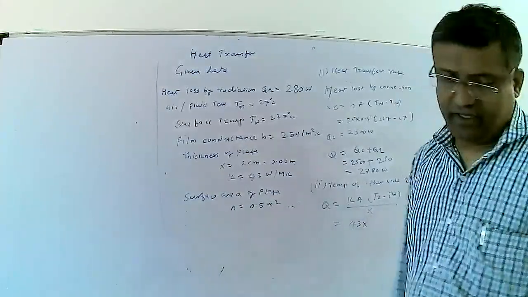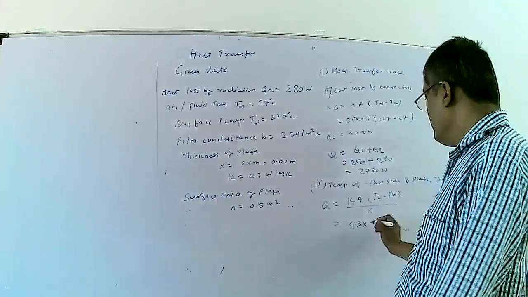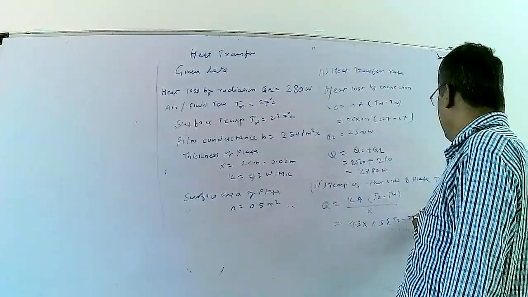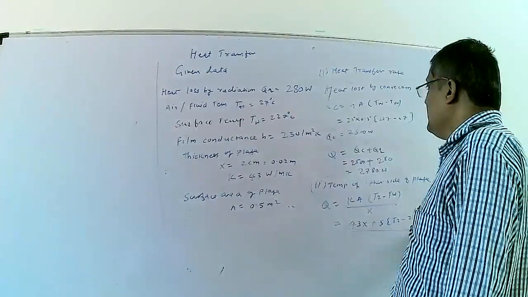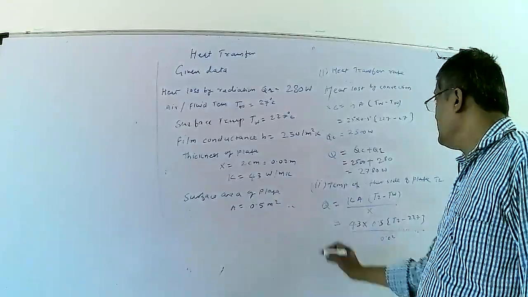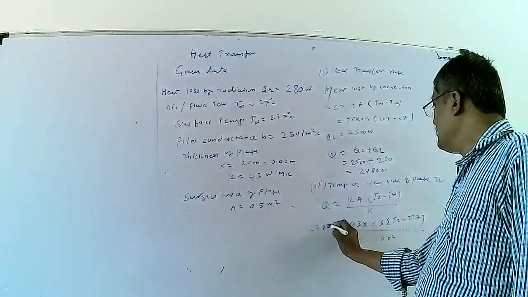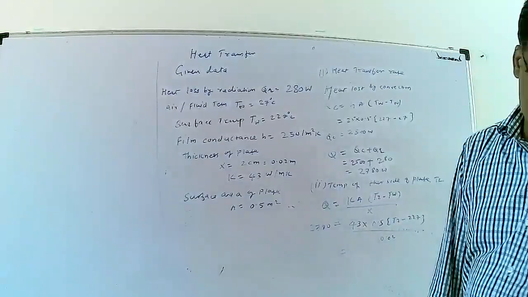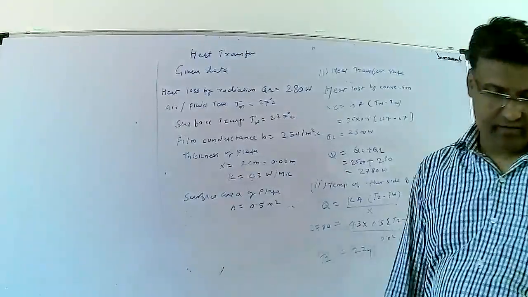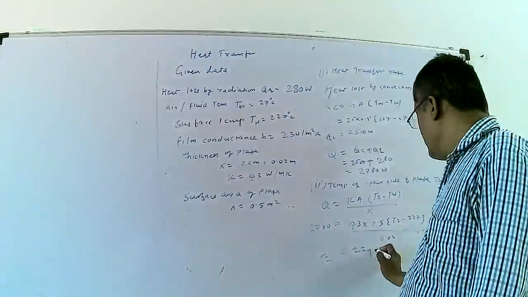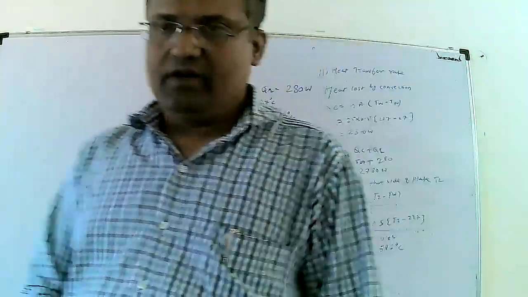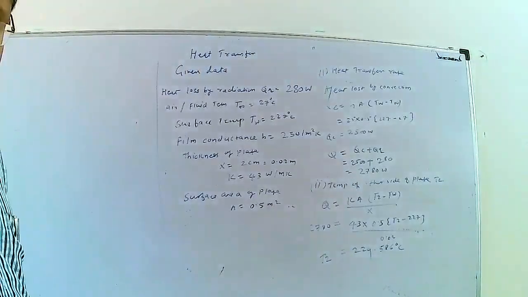43 into A. Area is already given, 0.5. Then T2 minus Tw is 20. Then X is given 0.02. Then Q is already given 2780. Then finally T2 is equal to 229.586 degrees Celsius. This is the value of T2. Very simple way to calculate.